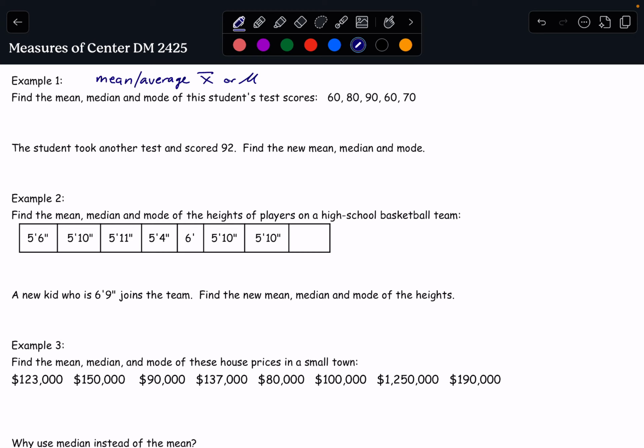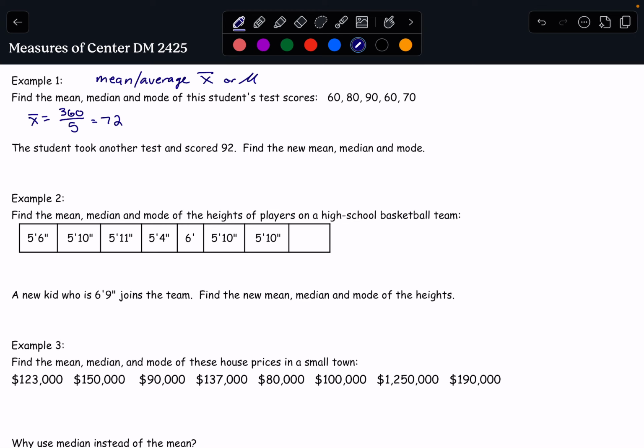So I've got these test scores. To find the average, I add them together. So the average would equal 60 plus 80 plus 90 plus 60 plus 70, which is 360. And then you divide by how many scores you found. And there's 1, 2, 3, 4, 5. So 360 divided by 5 equals 72. So the average student score is 72.